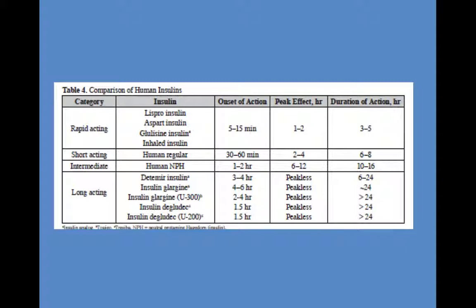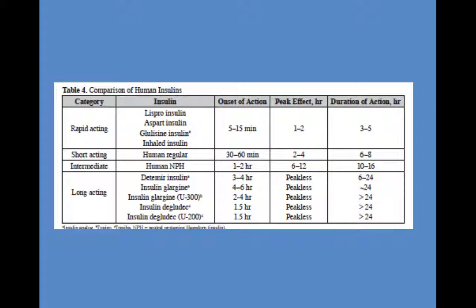And here's just another chart. You can see down at the bottom the long actings. There's 5 of them, or really 3 of them on the market now, and then you'll see down there the insulin glargine U300 or the degludec U200. That means that's how many units of insulin are in 1 milliliter. So it's usually 100 per 1 ml, and all the rest of them are 100 per 1 ml.